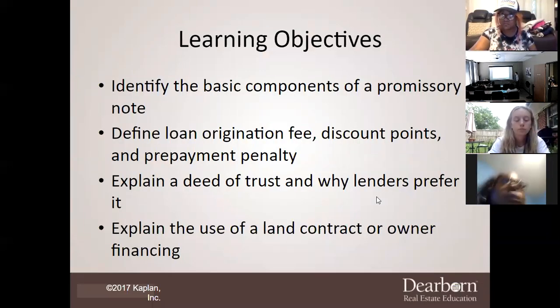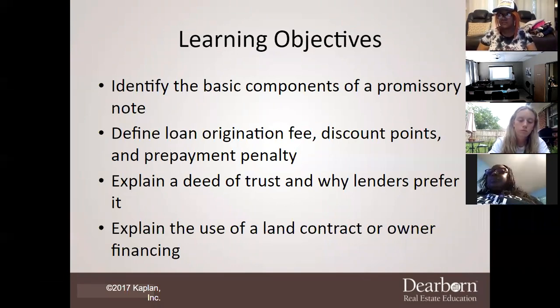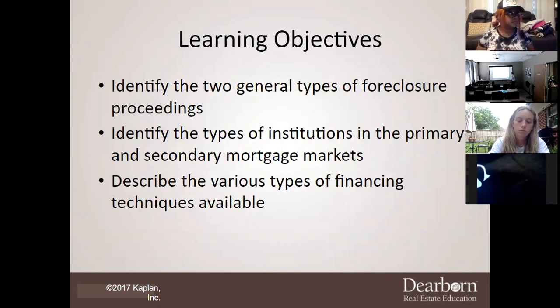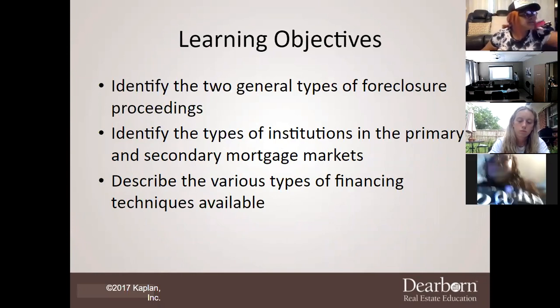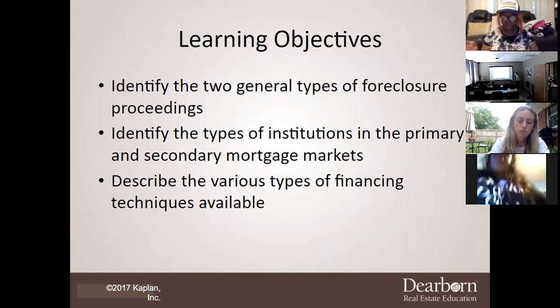Our learning objectives for the evening. We're gonna identify the basic components of a promissory note, define loan origination fee, discount points, and prepayment penalty. We'll explain a deed of trust and why lenders prefer it. We'll explain the use of a land contract or owner financing. We'll identify the two general types of foreclosure proceedings. We'll identify the types of institutions in the primary and secondary mortgage markets.